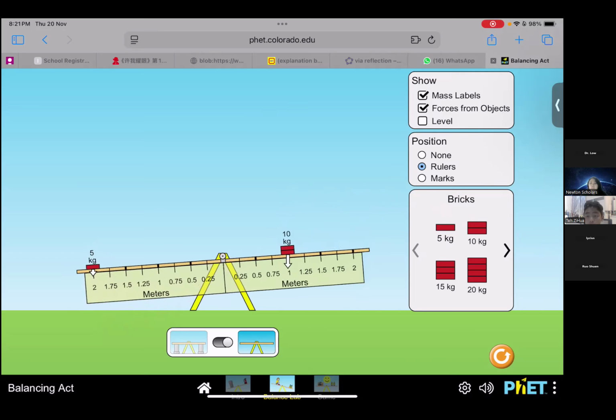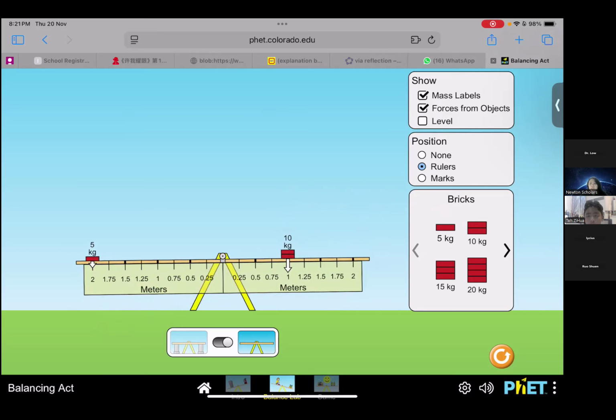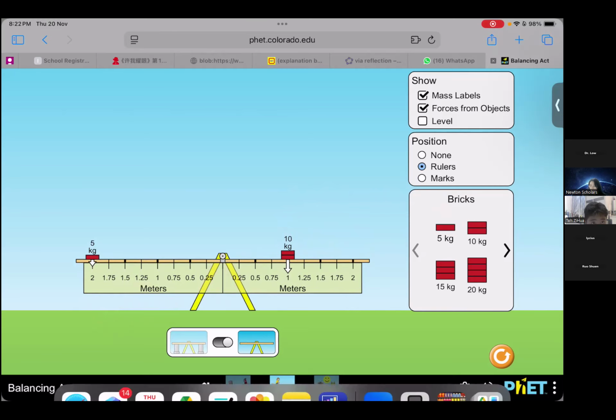So we have a look. Yes, correct. Boys and girls, is that clear about the moment? In this condition, we say that the system is in balance. It doesn't tip to any side. This is called balance.